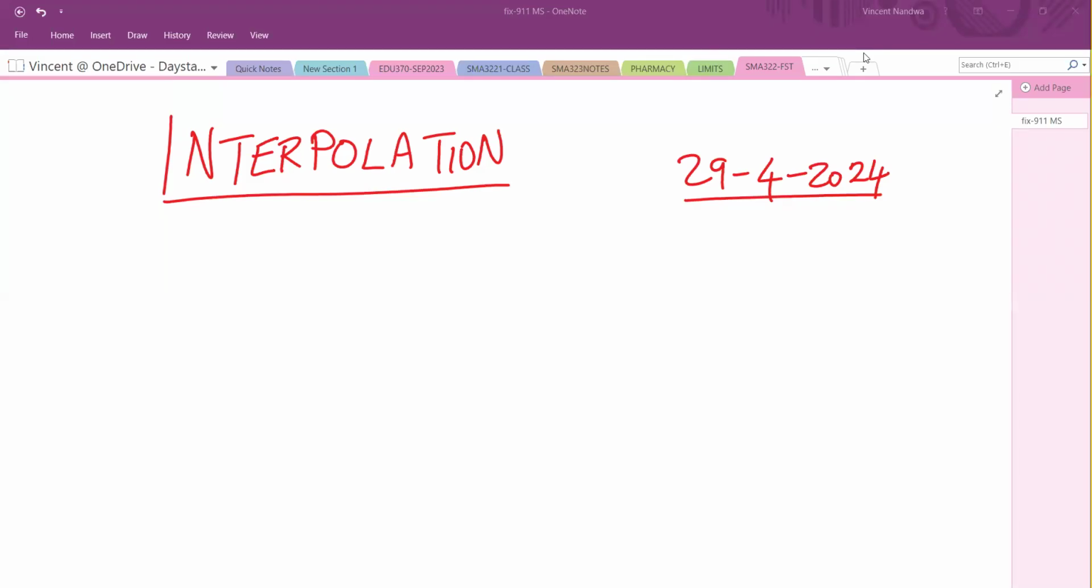So we are going to discuss interpolation. And interpolation is in two versions. There's what we call interpolation of equally spaced tabular points, and we also have interpolation for unequally spaced tabular points. So we'll start by discussing methods which are applicable on the interpolation of values which are equally spaced.